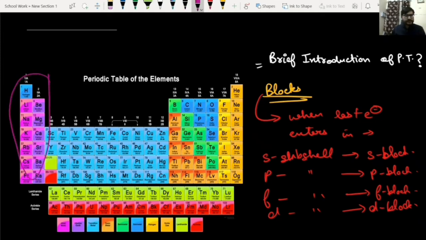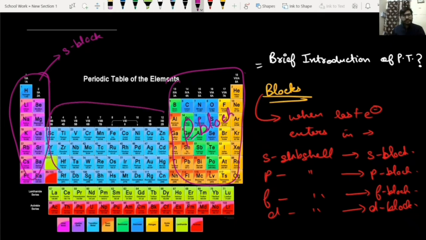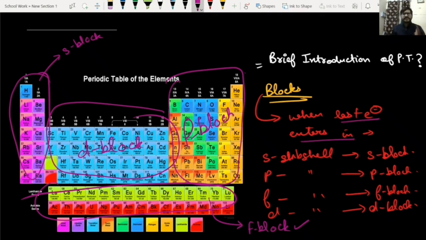So these first two groups are known as S block elements. Group number 13 to 18 elements are known as P block elements. Group number 3 to 12, this area is known as D block elements. And at the bottom of the periodic table, these two rows are known as F block elements. So remember this, students. What are blocks? In which subshell is the last electron present? This tells us about the blocks.